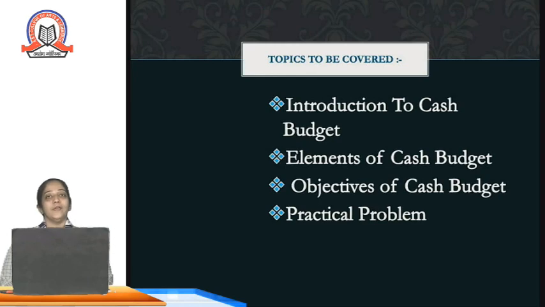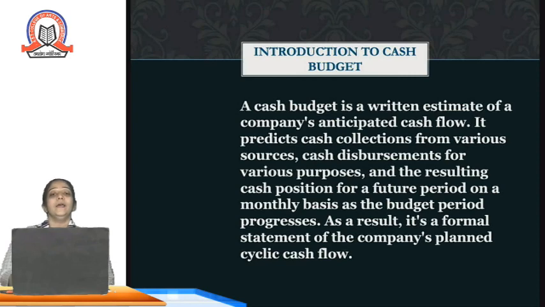So, let's discuss what is cash budget. Cash budget is the written estimate of a company's anticipated cash flow. It predicts the cash collections from the various sources, cash disbursements for the various purposes, and the resulting cash position for a future period on a monthly basis as a budget period progresses. As a result, it is a formal statement of the company's planned cycle of cash flow.